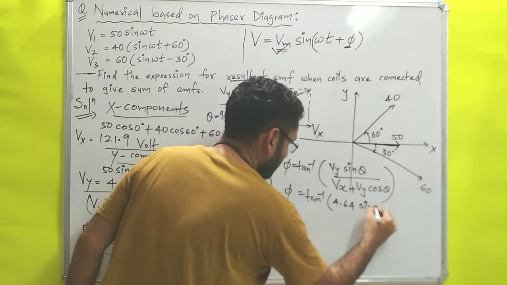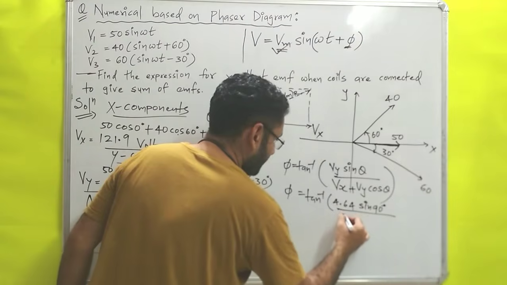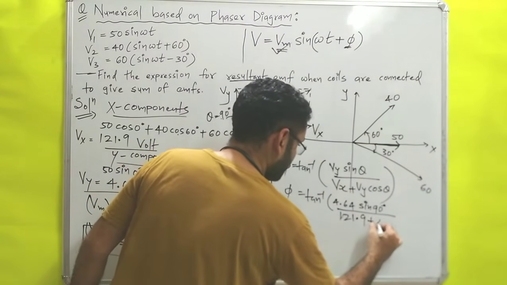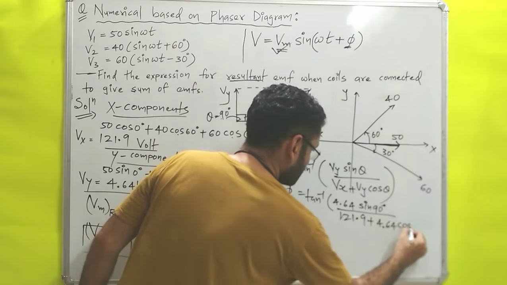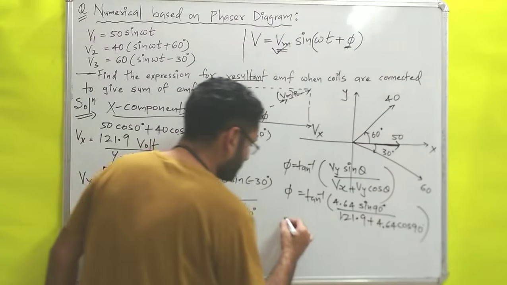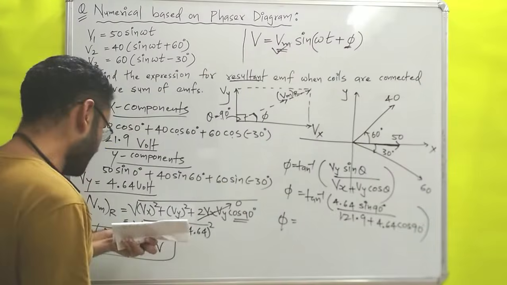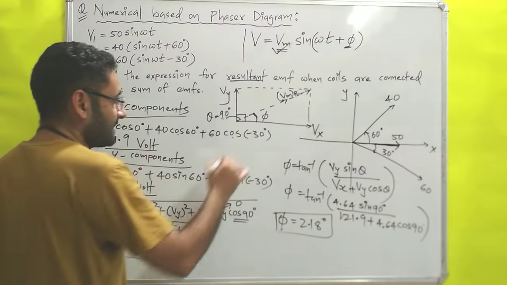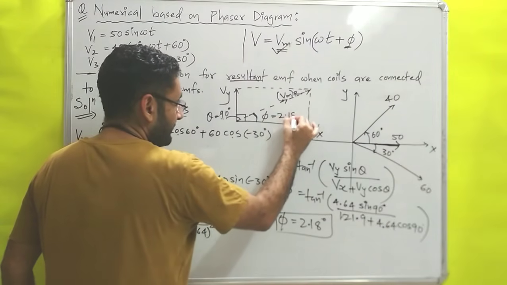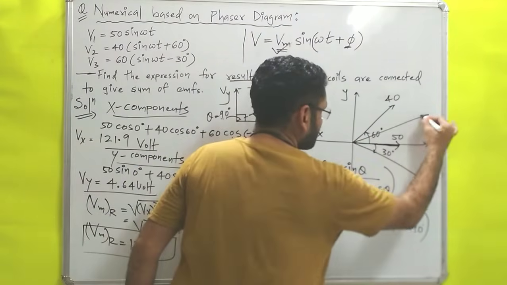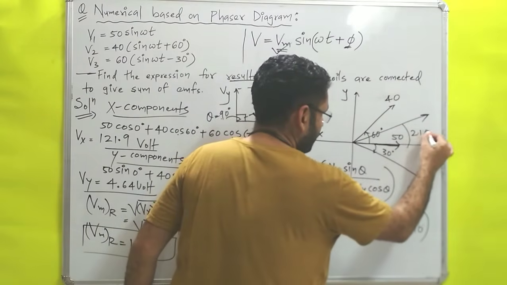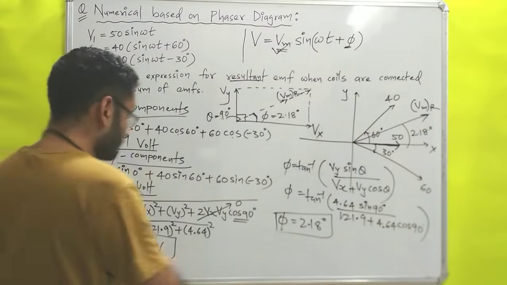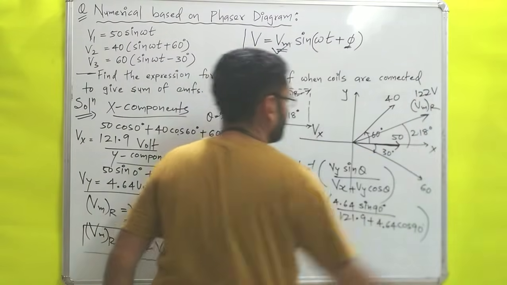Theta is 90 degrees, divided by Vx, which is 121.9, plus 4.64 cos 90 degrees. If you solve this, the answer for phi you will get as 2.18 degrees. That is your initial phase. That means the angle is 2.18 degrees. So the resultant will pass over here at an angle of 2.18 degrees, which is known as VMR, whose value is 122 volt.